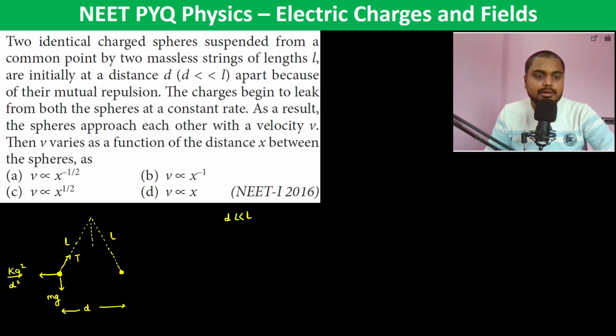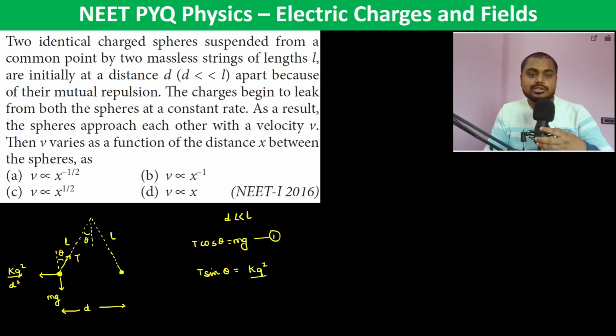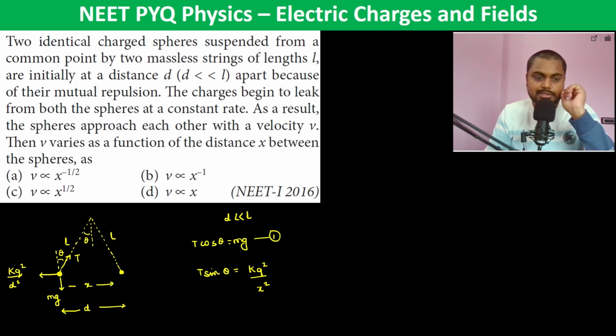Now, ये थीटा है तो ध्यान से देखिए ये भी थीटा हो गया. So therefore we can write T cos theta is equal to mg, this is first, and T sin theta is equal to kQ² by d². लेकिन because you know there is a charge leakage and they are coming together, so therefore I am writing here x, where x is the distance, ठीक है. I am replacing d by x.